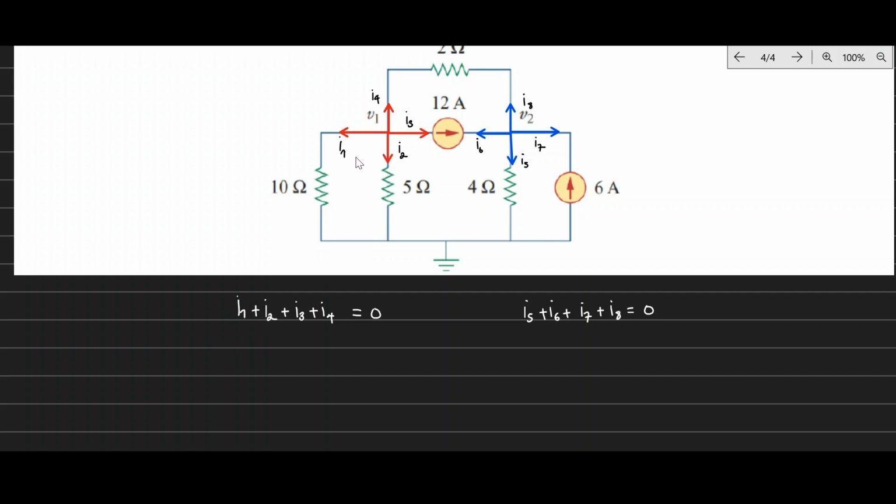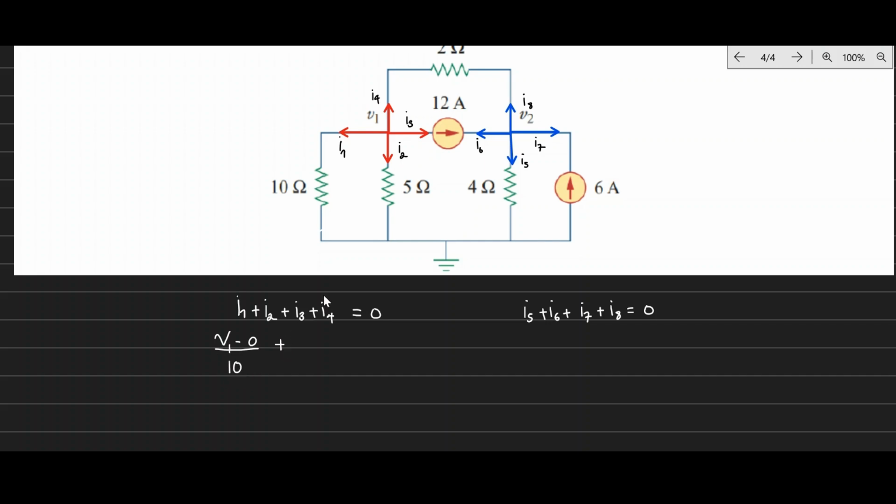If you notice very well, I1 is moving from V1 to which node? All the way to 0. It's moving from this node at potential V1 to this node at potential 0. So the voltage drop across the 10 ohm resistor will be the difference between V1 and the other voltage, which is 0 in this case. So I1 will be V1 minus 0 divided by the resistor across that.